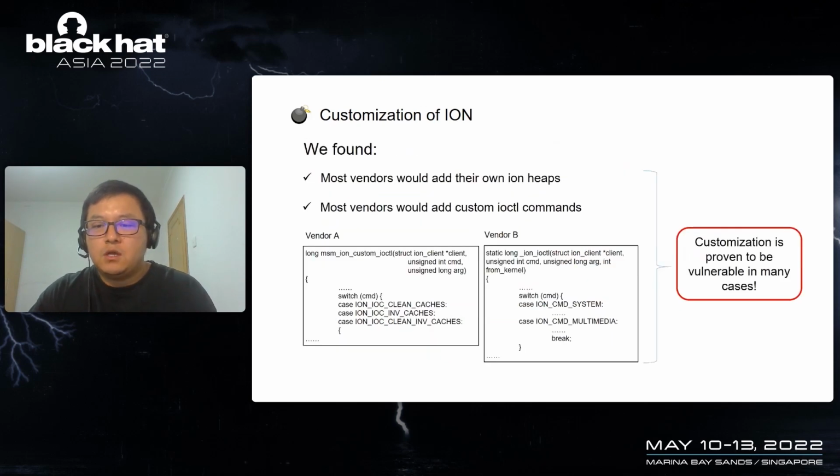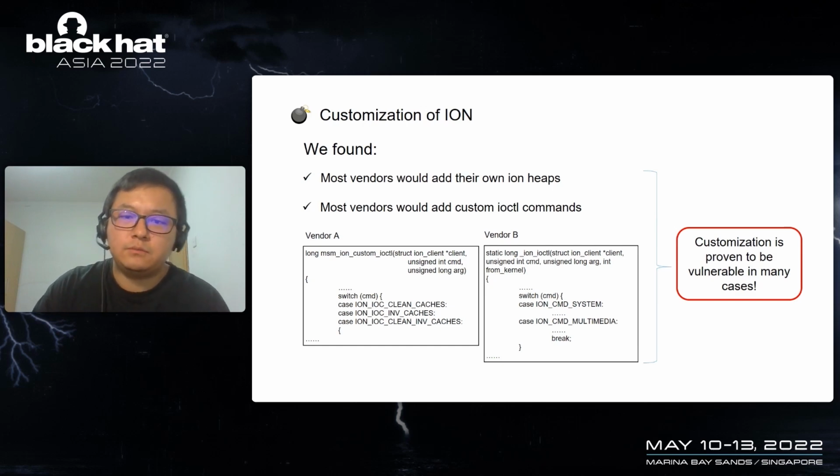We found that most vendors would add their own custom ION heaps, and most vendors would add custom IO control commands, such as vendor A and vendor B. As you can see, these two vendors add their own IO control commands. In the Android ecosystem, the customization is proven to be more vulnerable. So there might be vulnerabilities in the customizations of ION.